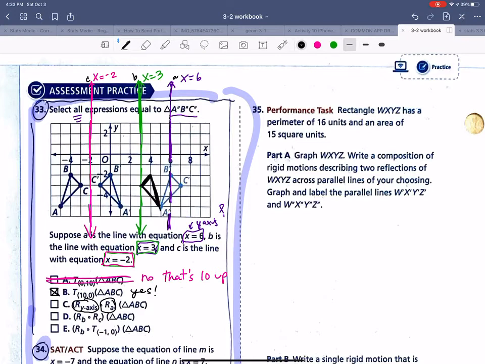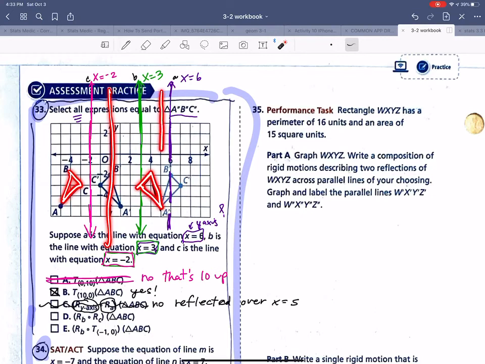Now they said reflect it over line A. So I don't like that. No. I think that would work if I reflected it over x equal 5. So let me show you with my pen. So if I reflect this over the y, now I'm here, right? And then if I reflected it over this line 5, that would land me on my target. But they didn't say reflected over x is 5. They said reflected over x is 6. So they were off by 1.